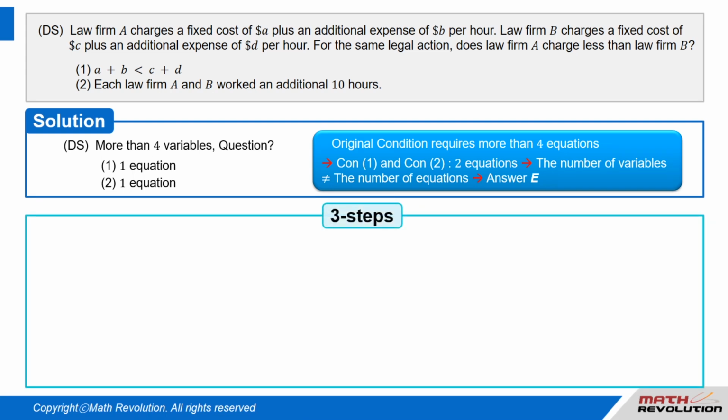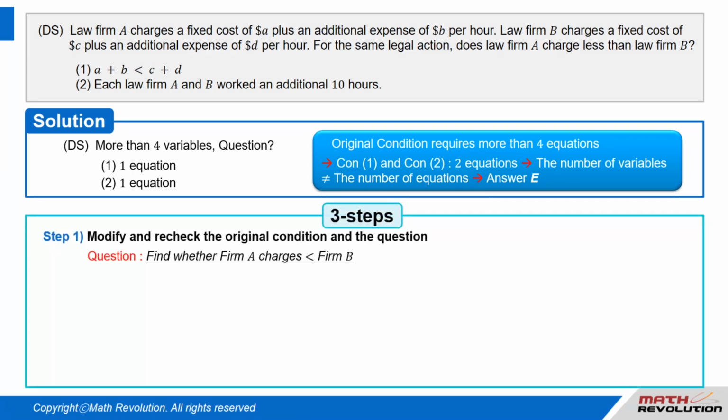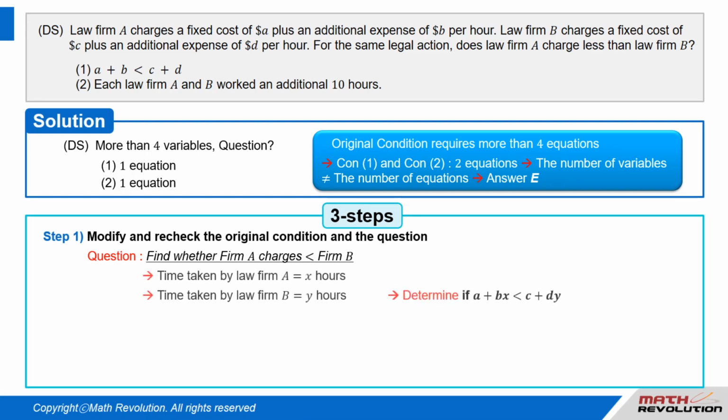Let's apply the 3 steps suggested previously. Follow the first step of the variable approach by modifying and rechecking the original condition and the question. We have to find out whether law firm A charges less than law firm B. Again, the question might look complicated, but the variable approach is Prince Charming coming to your rescue. Let the time taken by law firm A be X hours, and the time taken by law firm B be Y hours. So, we need to determine if A plus B times X is less than C plus D times Y.